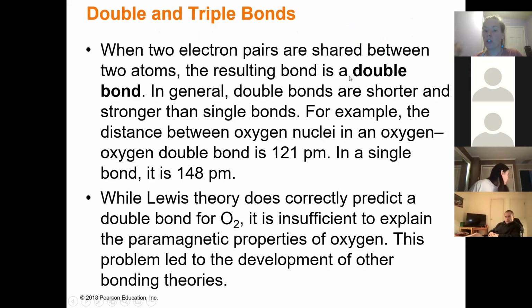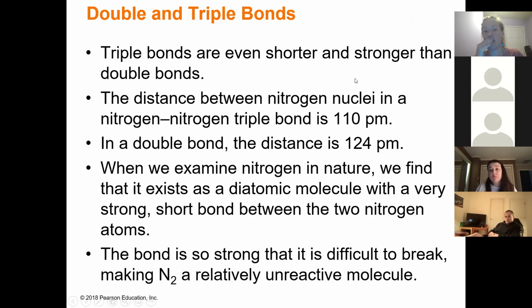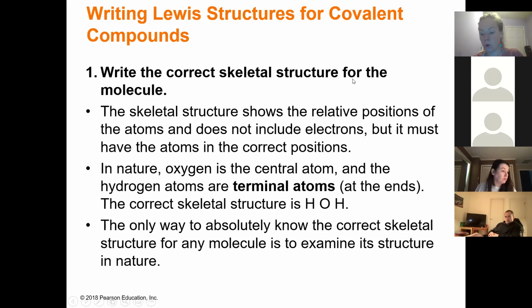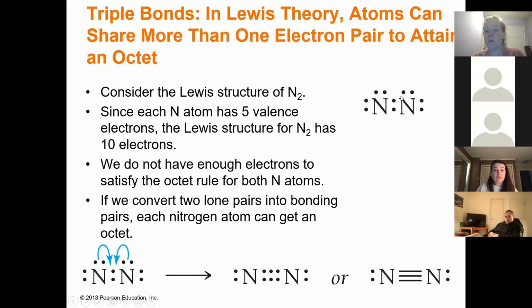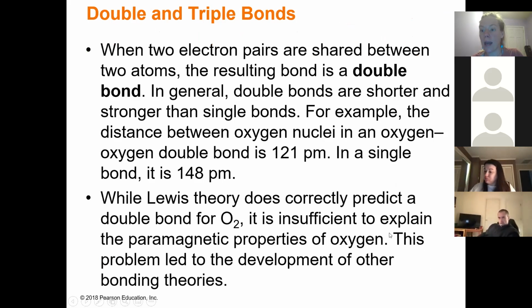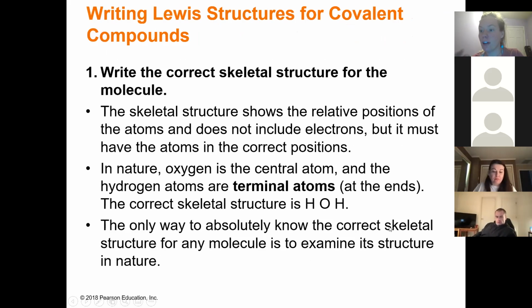Double bonds in general are shorter and stronger. Triple bonds are even shorter and even more strong. You don't need to know the picometer distance or anything like that. Okay, so what we did here was we made Lewis dot structures for really simple molecules. We're going to make some Lewis dot structures for some more complicated molecules. And there is a way to do it so that you do it correctly every time.